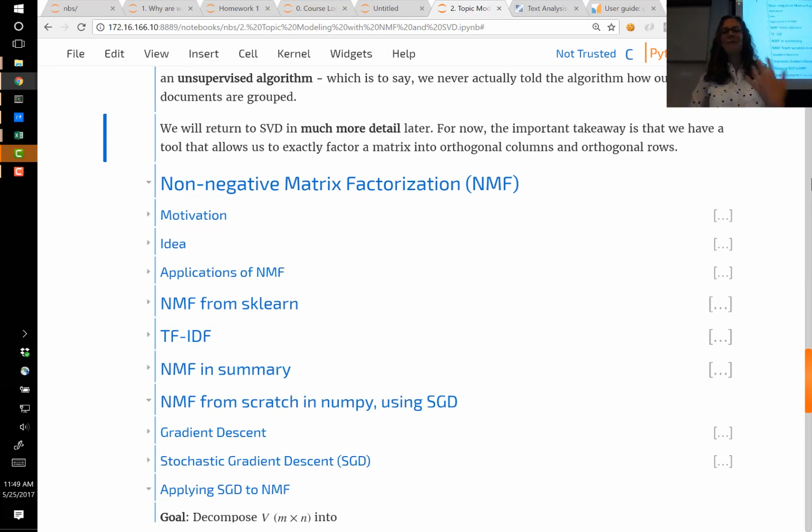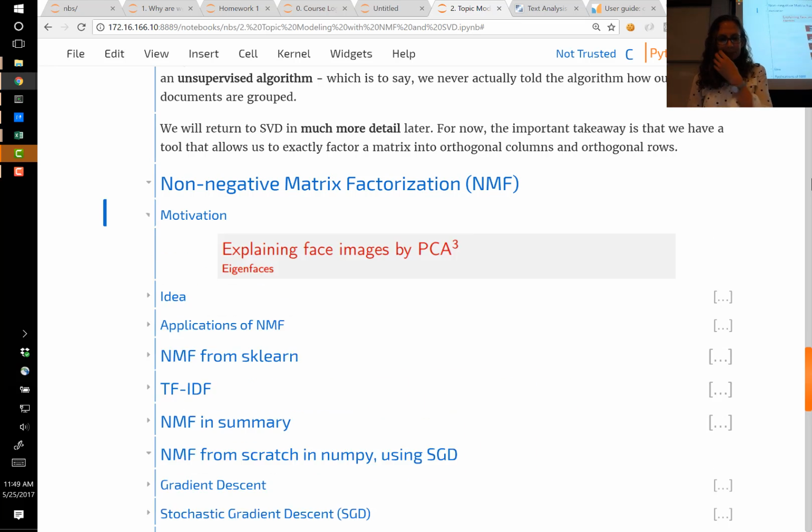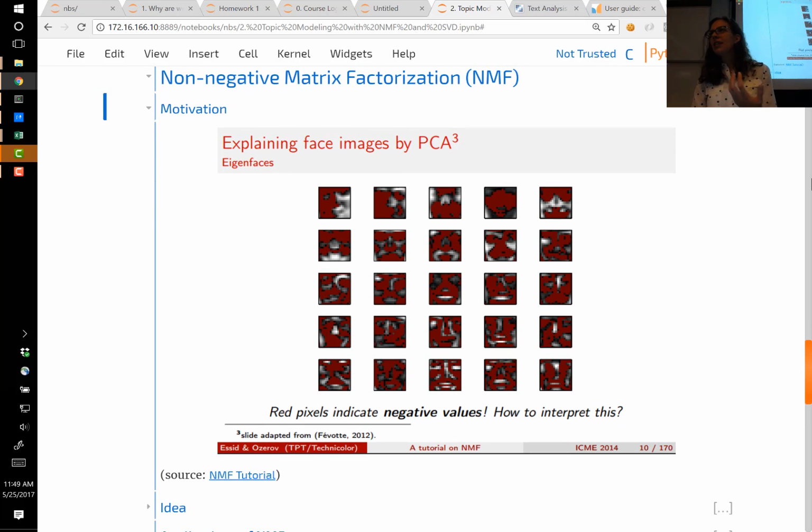Okay, don't worry. We're actually going to return to SVD more later in this lesson, but we're going to take a break from SVD and look at NMF. I think it'll be good to revisit SVD later, so there'll be more chance to ask questions about SVD.